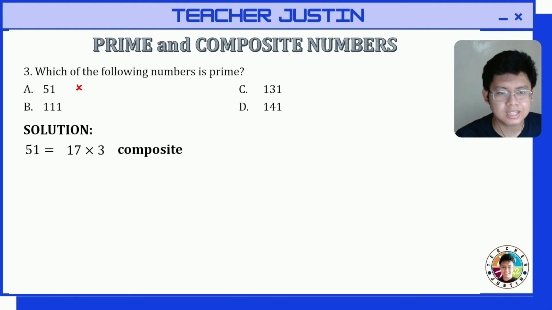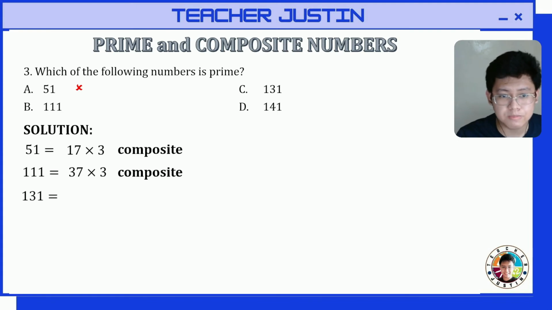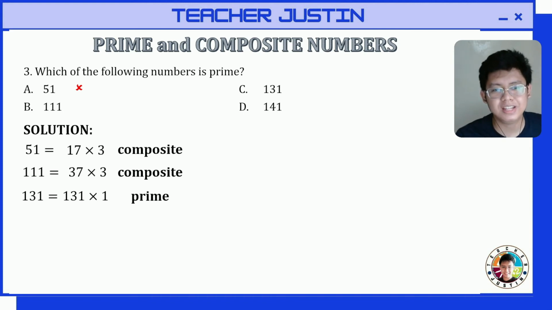Okay. So, next, try natin si 111. 111 is also divisible by 3 kasi yung factors niya magiging 37 times 3. So, this is an example of a composite number. So, automatic, 111 is also not prime. Okay, next try naman natin si 131. So, 131, ang factors lang niya will be 131 and 1. So, kung ito yung factors ng ating number, this will be a prime number. Ayan. So, meron na tayong nakuhang prime number.